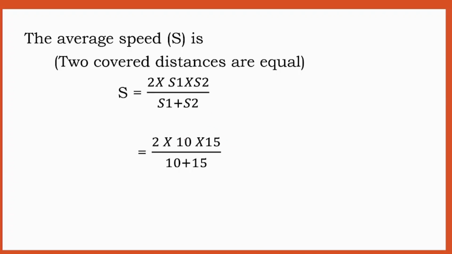So here s equals 2 into 15 into 10 by 15 plus 10. So this is equal to 2 into 15 into 10 by 25. So 5 5s are 25, 5 3s are 15, 5 2s are 10. So 2 3s are 6, 6 2s are 12. So the average speed of the entire journey is 12 kilometers per hour. In this way you can easily solve the problem when the distances are equal for going and coming.